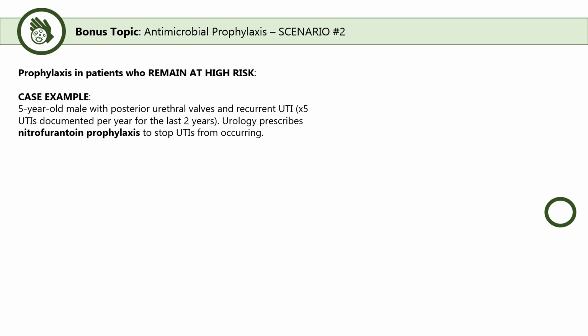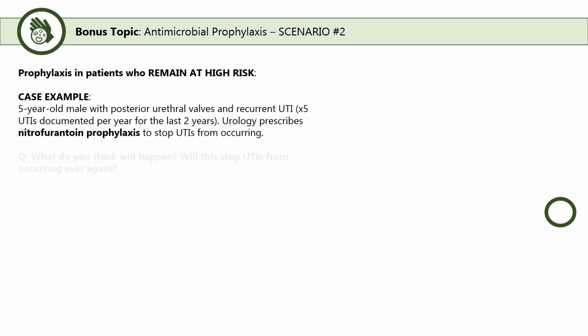Let's take the case of a patient, for example, with posterior urethral valves and recurrent UTIs. This patient gets about 5 urinary tract infections a year, and it's expected that this will keep occurring. Since the patient still has posterior urethral valves, which can trap urine in the lower tract and create a nidus of infection, in this patient, urology orders nitrofurantoin prophylaxis to stop UTIs from occurring. In this patient, antibiotic prophylaxis is actually controversial.